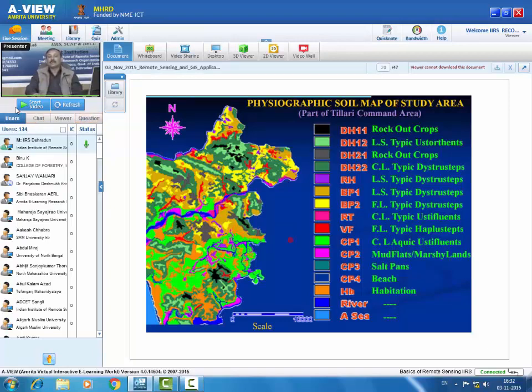So for soil mapping you need to interpret systematically, first the geomorphology, then the topography, and then land use land cover, and what is prepared is the physiographic unit. And this methodology is irrespective of your scale. Either you are preparing 50,000 or 250,000, at any scale you will use the same methods of analysis. You prepare the physiographic map, and then in each physiographic unit you study the soil profile, collect the sample, and prepare the soil map.